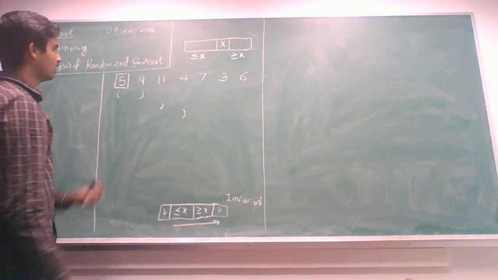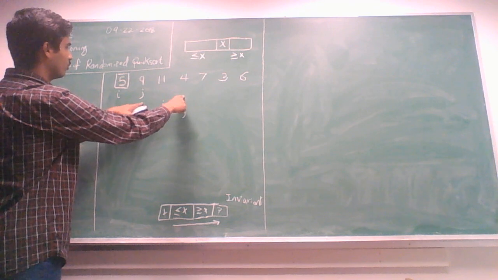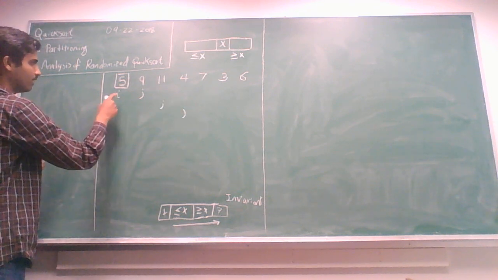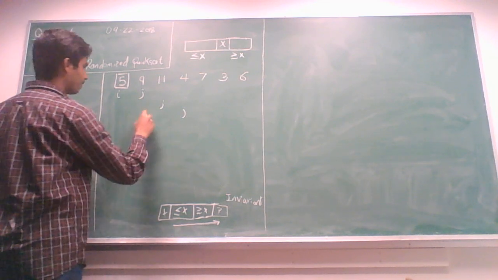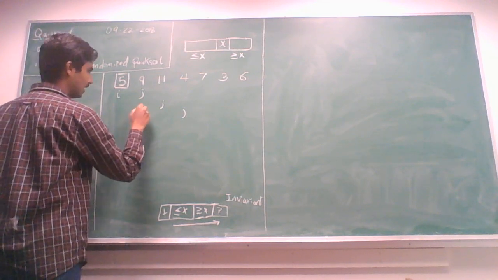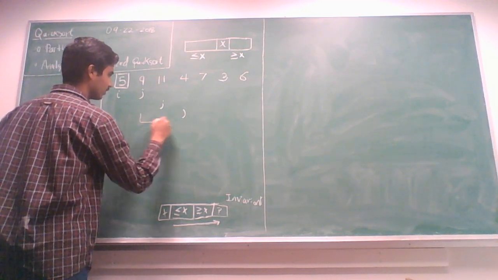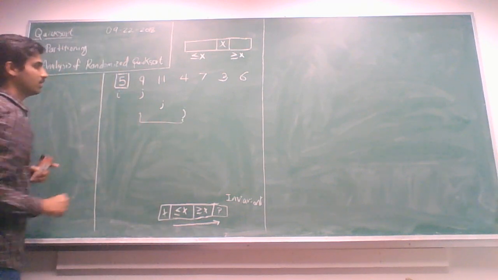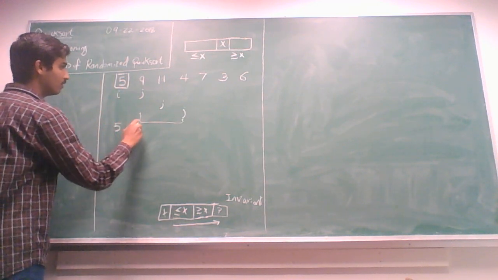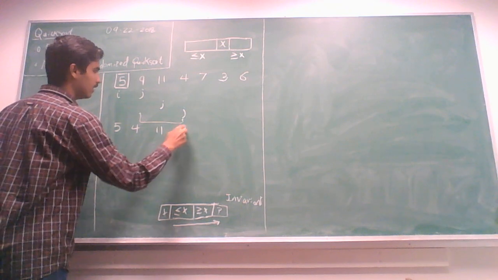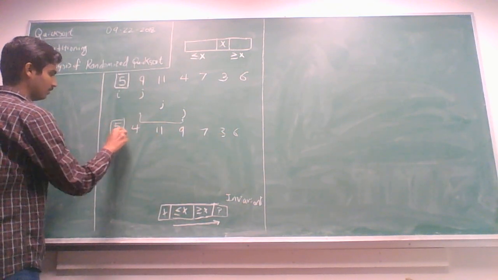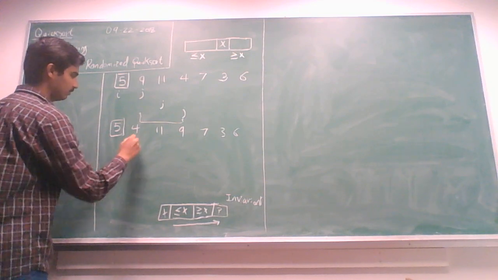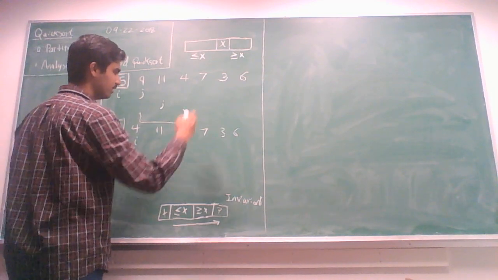What you'll do is swap 9 and 4, that is, the number at index i plus 1 and the current jth element. The resulting configuration will be 5, 4, 11, 9, 7, 3 and 6. And you proceed ahead.